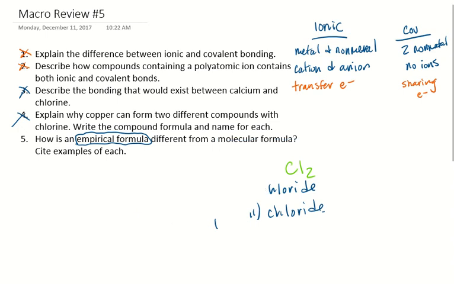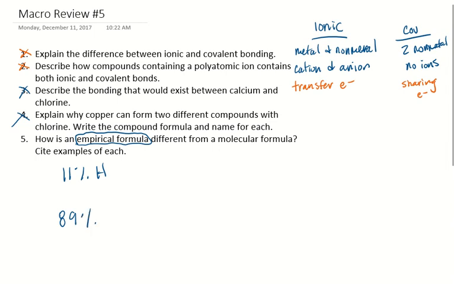So, for example, you have 11% hydrogen. You have 89% oxygen. What would be the empirical formula? Well, we assume that it's out of 100 grams, so 11% is what? 11 grams of hydrogen. And how many grams of oxygen? 89. Oops, 89 grams of oxygen.